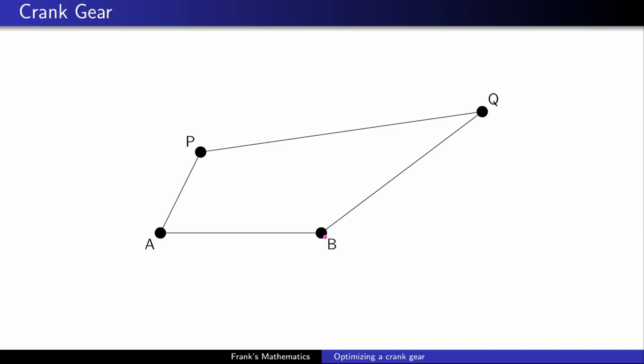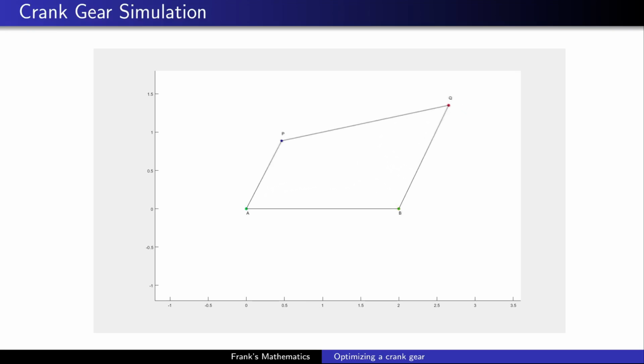So let's take a look at the simulation, how this looks in motion. Here you can see that the point P is moving in a circle around A with constant angular velocity. And since the point B is fixed, the point Q is moving in a way which is determined only by the length of our crank gear and our crank arm here.